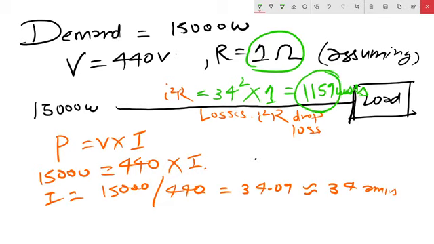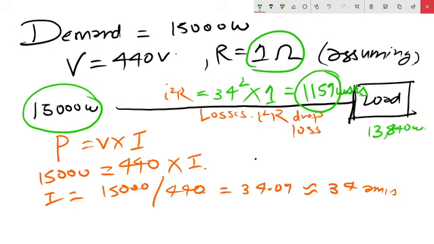1159 is the loss. So now consider, if I give 15,000 kilowatt here, and this will be the loss, then how much power is available here? The power available is around 13,840 watts. So will this load work efficiently?